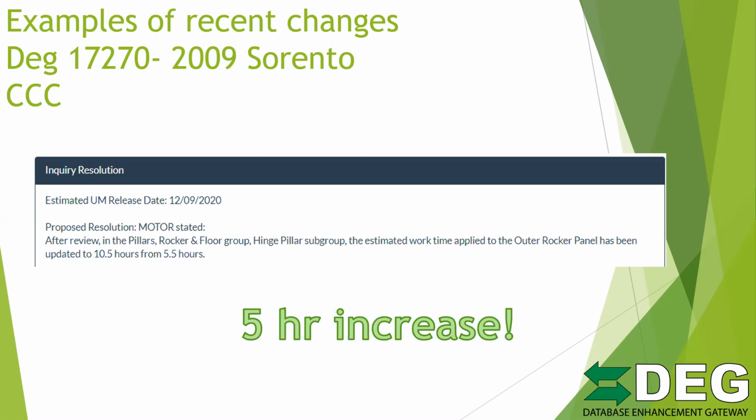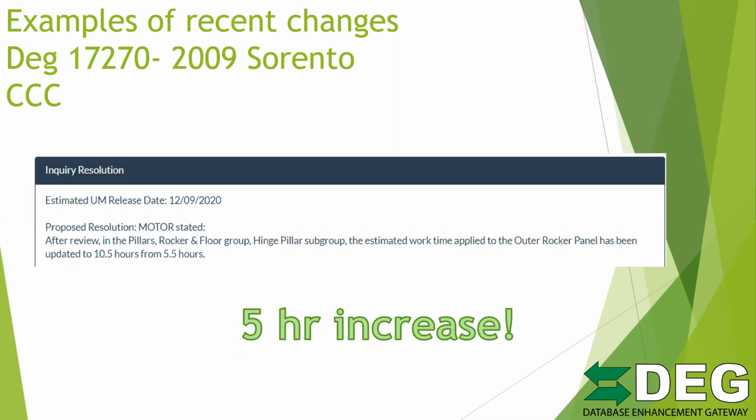Sorento, and the concern was that the time to replace the outer rocker panel was only 5.5 hours, and it wasn't sufficient to replace that rocker panel. So after submitting the inquiry, as well as some pictures of the in-process work, as well as some procedures if they had available, CCC came back and reviewed the inquiry and confirmed that they've updated the rocker panel time from 5.5 hours up to 10.5 hours.